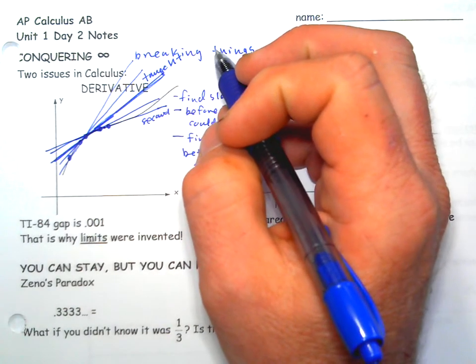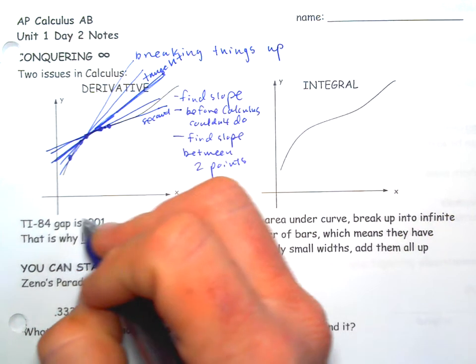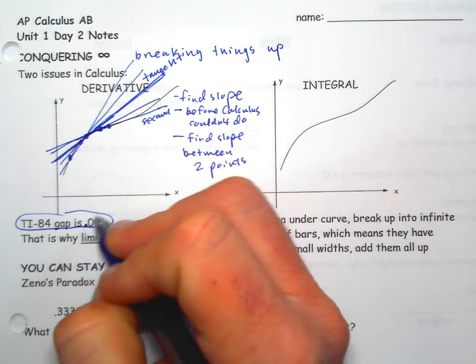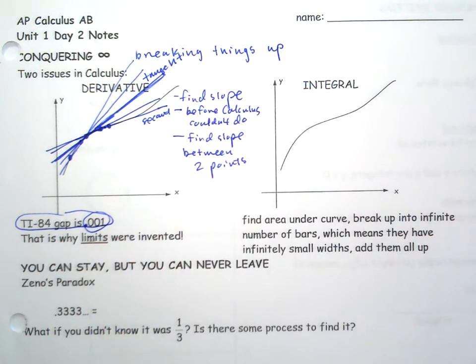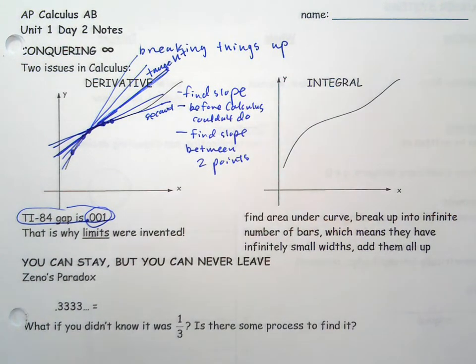And this is actually how our calculators do it. My calculators use a step of 0.001 to find derivatives. It doesn't do it exactly. It's an estimation technique. Now, this is where the idea of limits come in. We're going to take these points so that they're infinitely close to each other. We're going to take the space between them to become infinitely small.